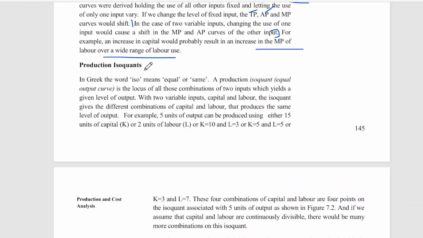And production isoquants. In Greek, iso means equal or same, and a production isoquant, that is an equal output curve, is the locus of all those combinations of two inputs which yield a given level of output. With the two variable inputs capital and labor, the isoquant gives the different combinations of capital and labor that produce the same level of output. Example also here, please go through it.